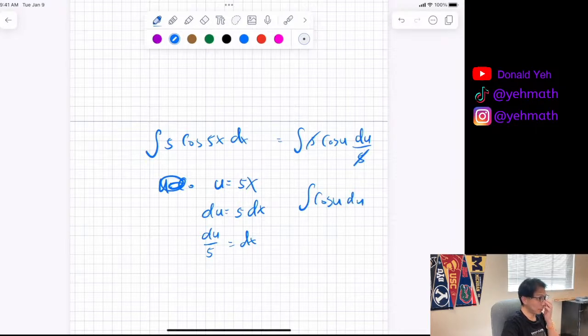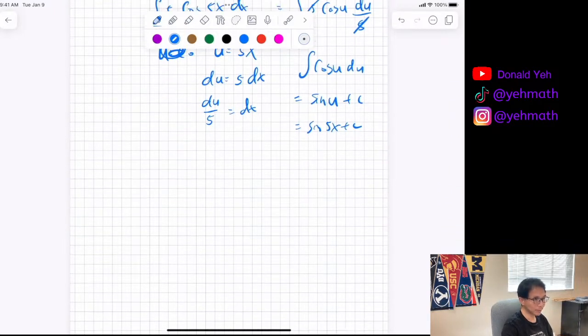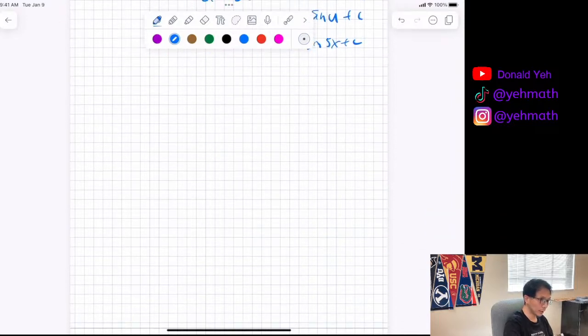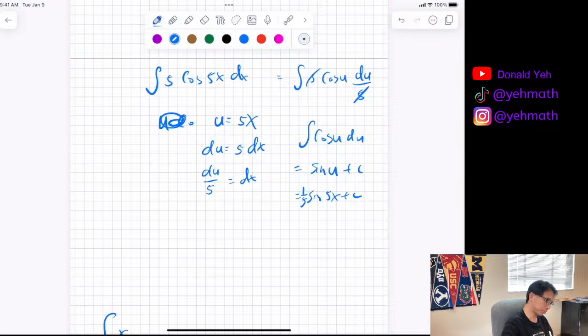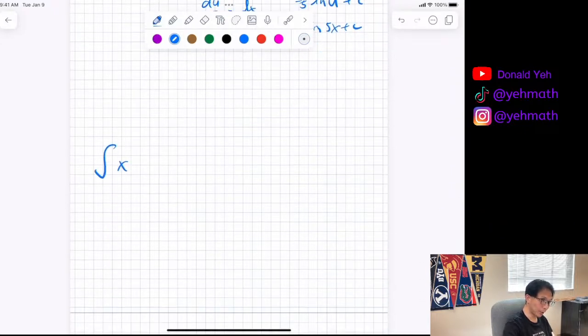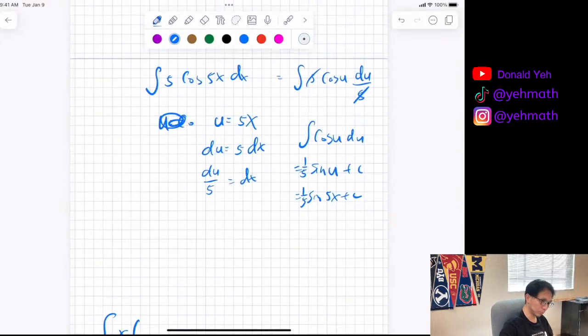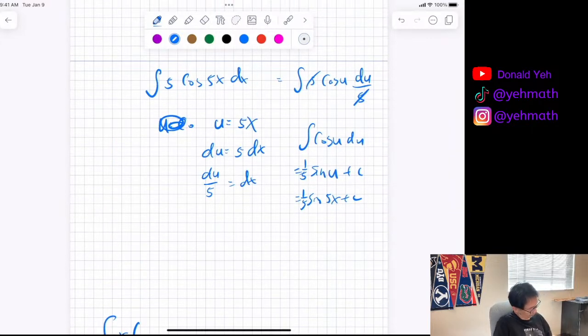Integration of cosine u du is what? What derivative is going to give me cosine? So sine u plus c. So it'll be sine of 5x plus c. Does that make sense? Okay, I'm going to ask you a couple. So it'd be a 1/5? Wait, would it be? Did I miss 1/5? Yeah, I did. Okay, can you go back? Yeah, cosine du, sine. This is the 1/5 here.